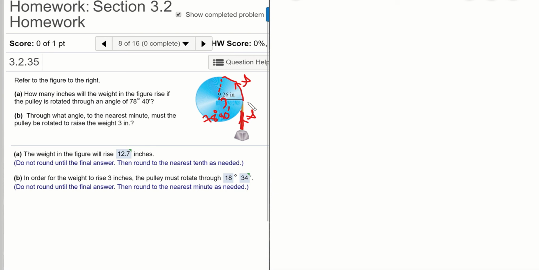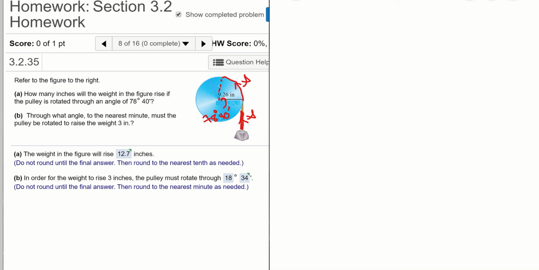So basically, when that rotation occurs, this kind of an arc will be traversed on the pulley. And of course, as that movement occurs, this weight will go up by exactly the same length. So if we call this arc length S, the distance that the weight will be lifted will be the same distance S. And this angle here is 78 degrees and 40 minutes. So we're basically going to be using the arc length formula. This is nothing more than an arc length problem.